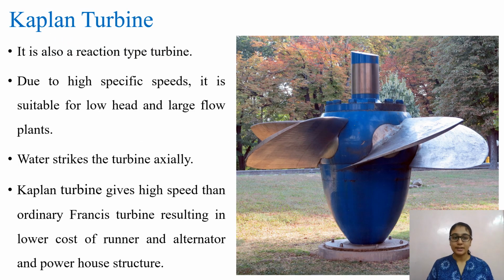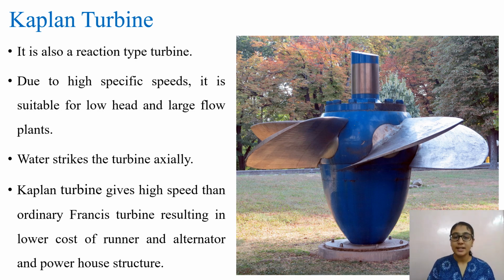Third is the Kaplan turbine. Kaplan turbine is also a reaction type turbine and has gate and governing mechanism similar to that of a Francis turbine. The difference between Kaplan turbine and Francis turbine is that in the former, water strikes the turbine blades axially, whereas in the latter, water strikes the turbine blades radially.